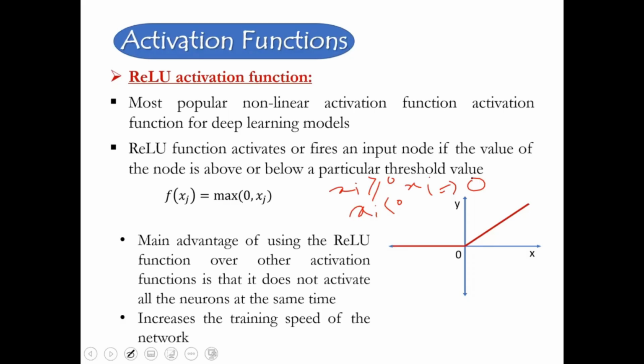As I said, the activation function activates the neurons, but the ReLU doesn't activate all the neurons at the same time, right? It suppresses some neurons to 0 and activates some neurons to their particular value, and it also increases the training speed of the network.